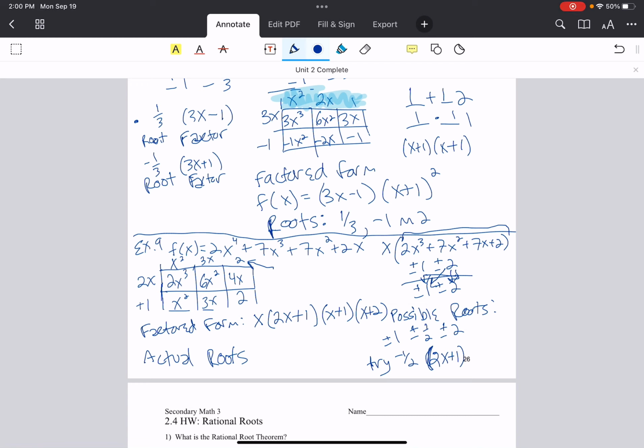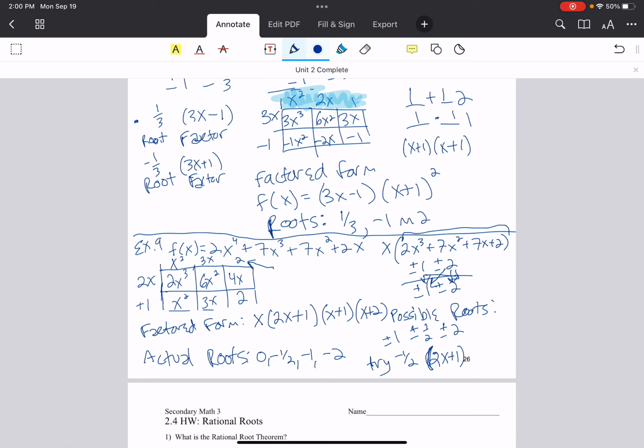So this was my list of possible rational roots, right? Now I want to make a list of the ones that are actually roots. So yeah, Drake? Is it 0, negative 1/2, negative 1, negative 2? Nailed it. Let's pause here.